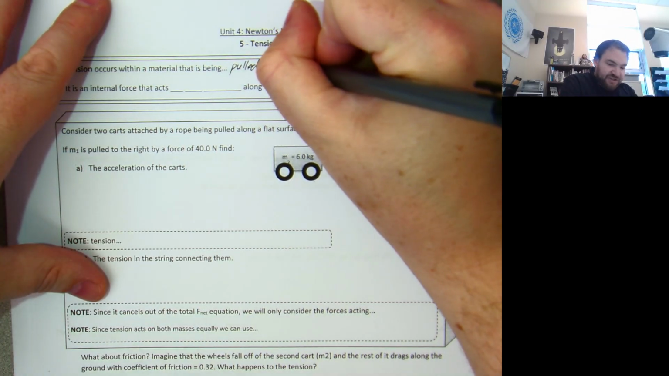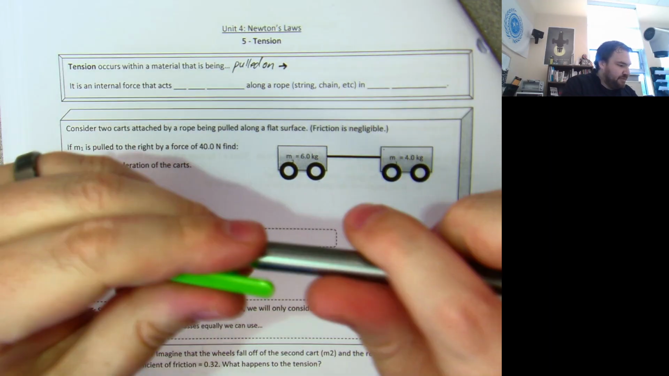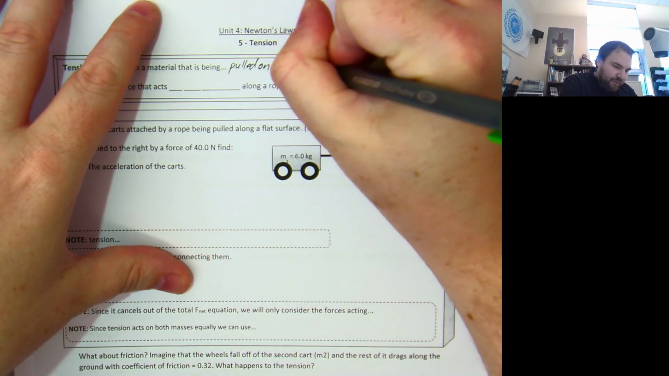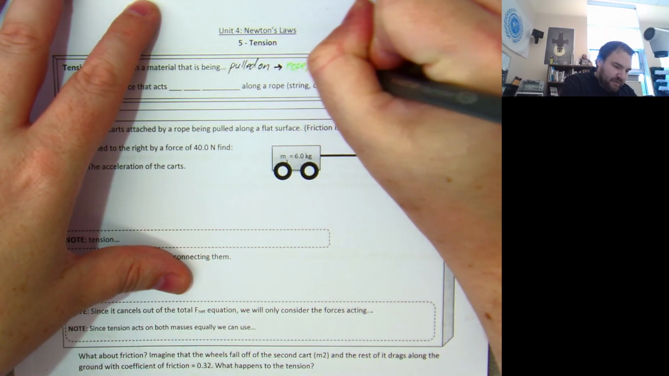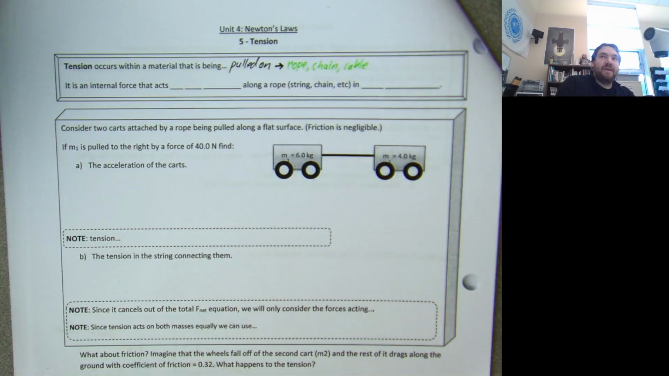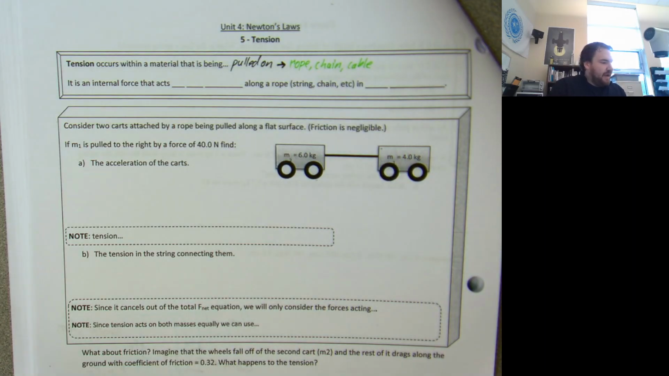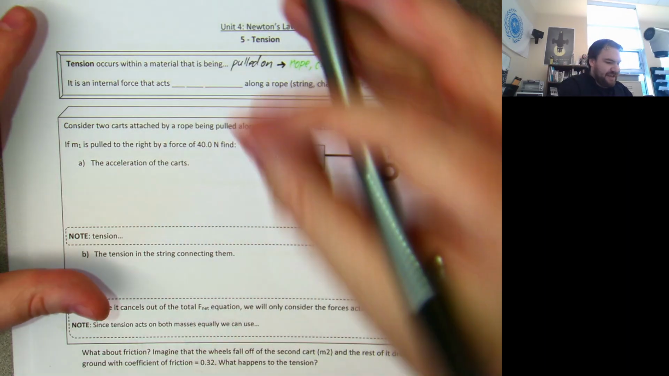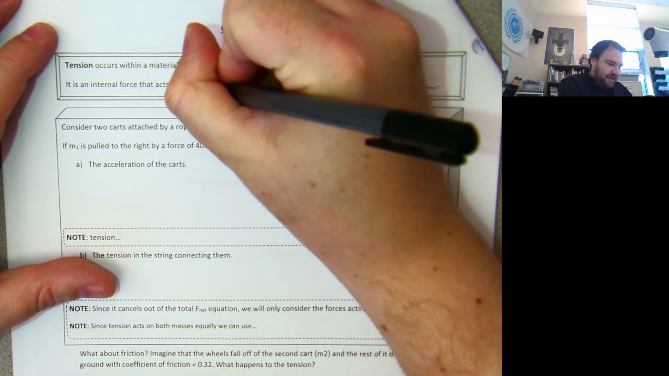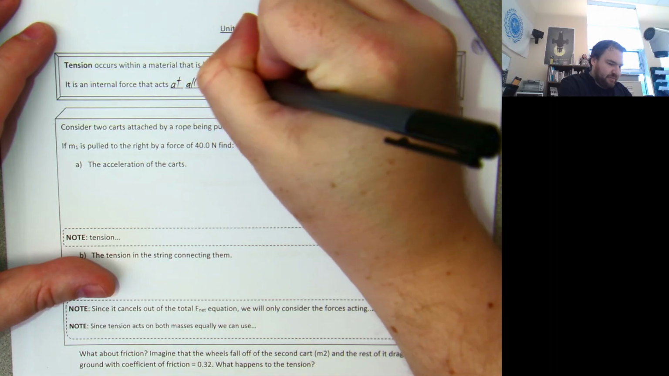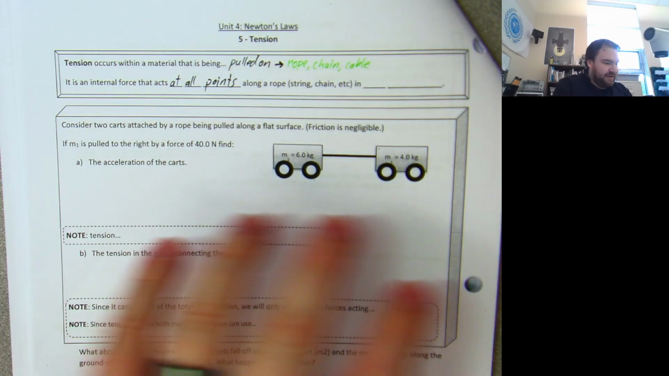So, Brad, you've suggested rope as an option. These are things like rope, chain, cable, etc. Things that aren't very elastic. Elastic is dealt with as a spring force. Ropes will have a little bit of stretch to them, but effectively we can ignore that. And when we talk about tension, we talk about it as an internal force that, interestingly enough, acts at all points along a rope, a string, chain, etc., in both directions.